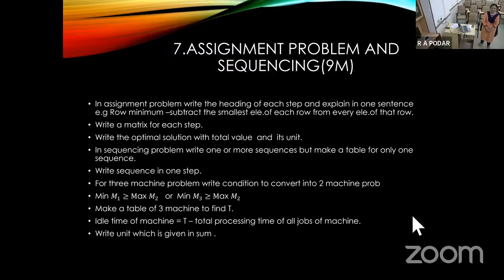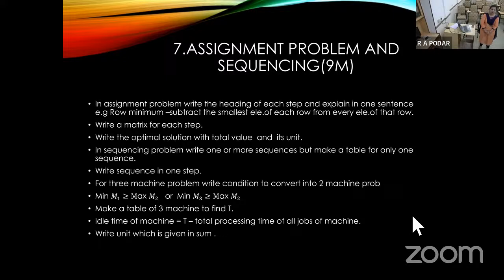As it is a 9-mark question, one assignment question is always maximization, where only one extra step is included, so everyone knows that. Okay, and the second type we have is sequencing. Only 2 types of sums are there: 2 machine problem and 3 machine problem. The 2 machine problem is easy. While finding the sequence, if you find the sequence in one step, it is good. No need to write minimum of G, minimum of H. Okay, no need to do that. In one step, you can find the whole sequence and then you can make a table.